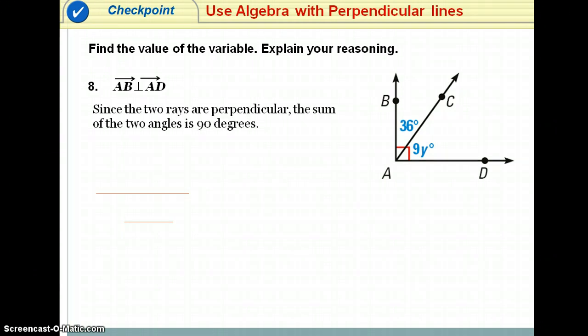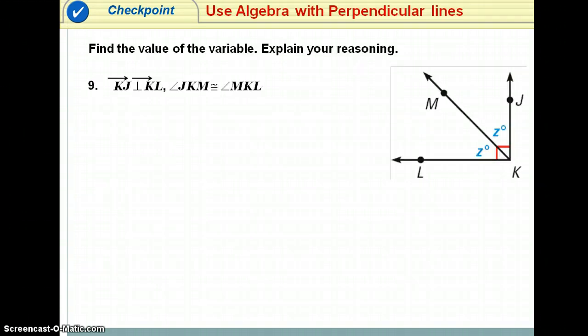So here's the explain my reasoning. Since the two rays are perpendicular, the sum of the two angles is 90 degrees. 36 plus 9y equals 90. Subtract your 36 from both sides. You get 9y equals 54. Now how do you undo multiply? Divide by 9, and y equals 6. Does it make sense? Remember, big red box, 90 degrees. It's always a corner.